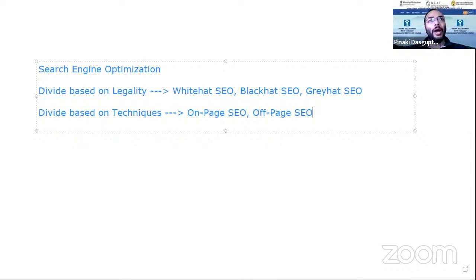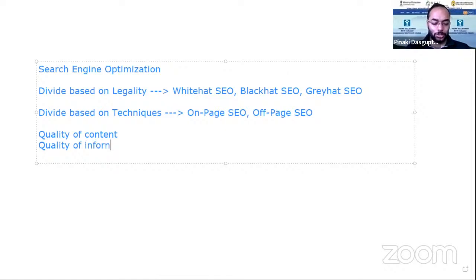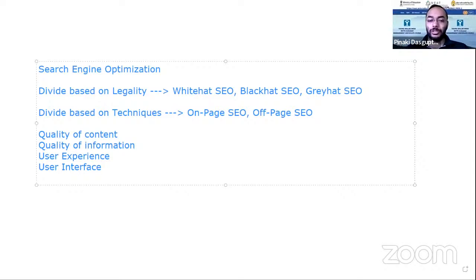Now, in white hat SEO, any kind of SEO you are doing for any search engine, it can be Bing, it can be Google, the major thing that you have to follow is the quality of content, quality of information, user experience, user interface. So these are some of the basic things of SEO.